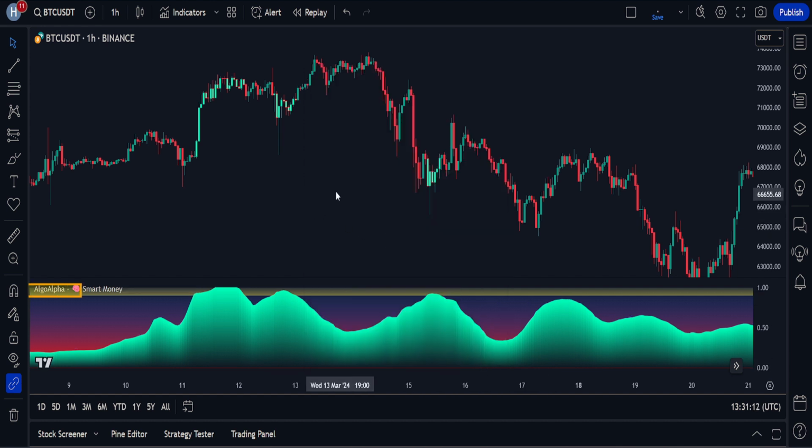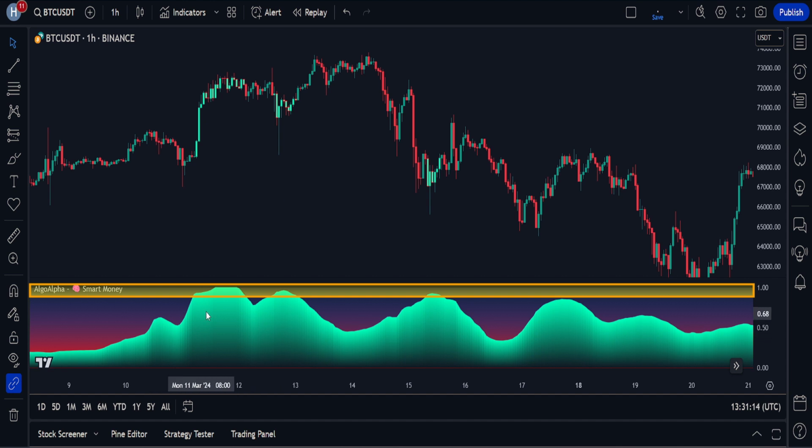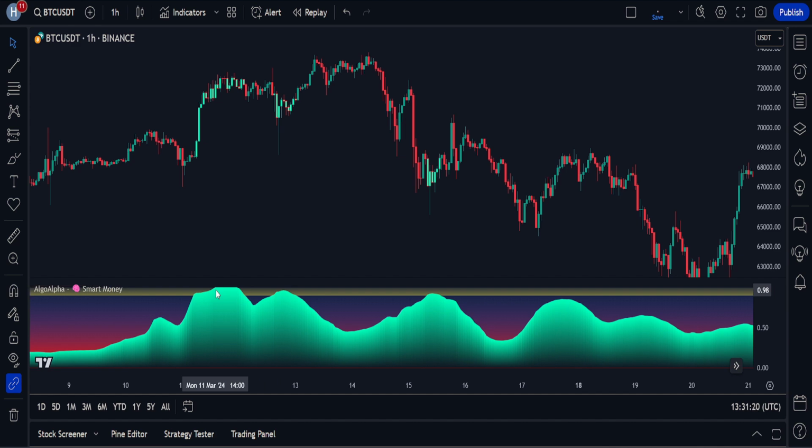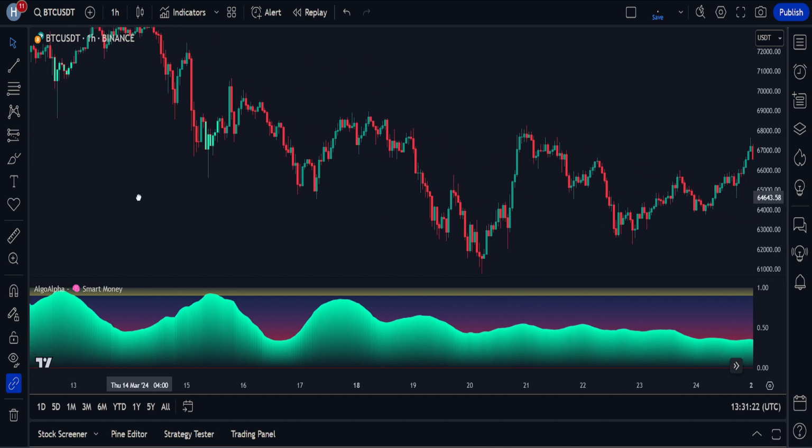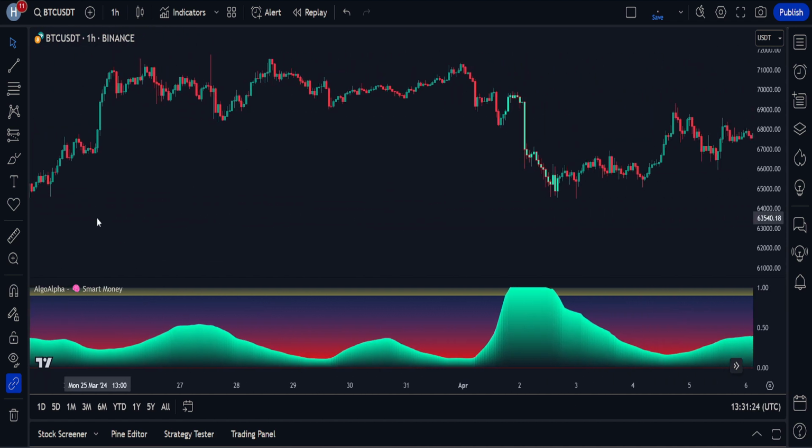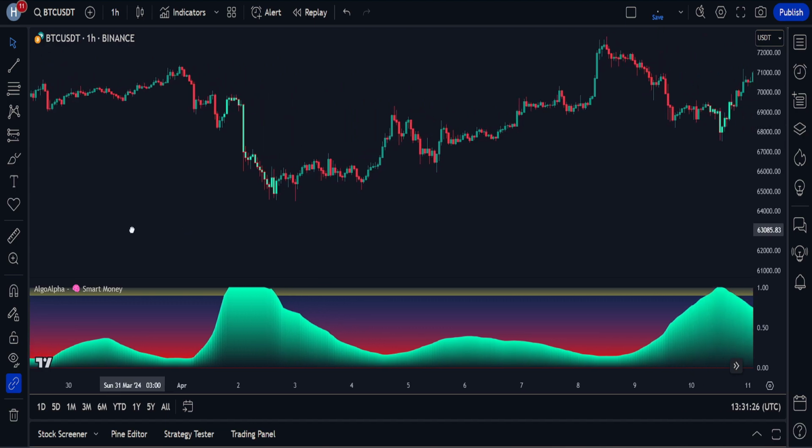So when this green histogram reaches to this level, which is yellow in color, we expect that a considerable advance or declining in the price is going to happen. But this is a general signal, so we need to add another indicator that can help us to open a trade on the best price with a minimum amount of risk.